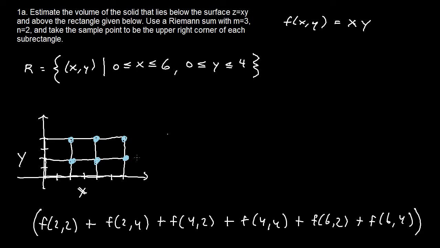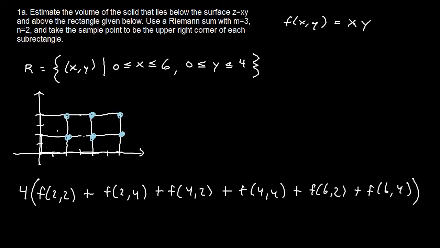Remember, delta A is the area within each individual subrectangle. So the area within each one of these is simply 2 times 2, which is 4. So we're going to multiply the entire thing by 4. Now let's go ahead and evaluate each of these. Obviously it's just x times y, the function, so we just take the x coordinate times the y coordinate.